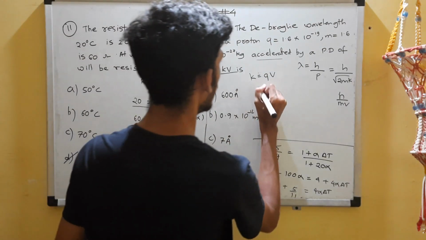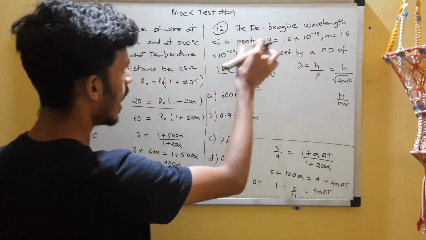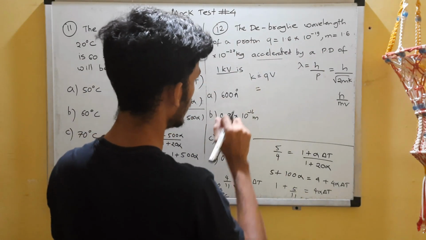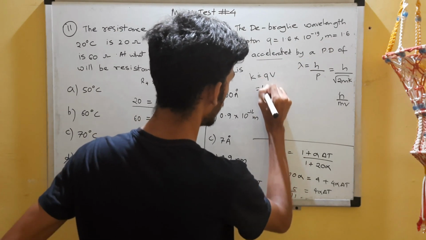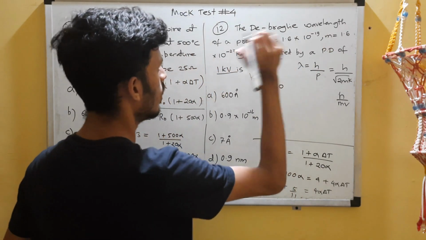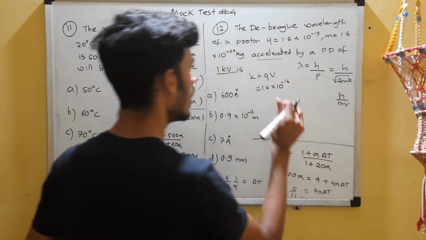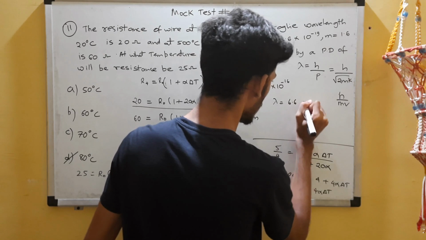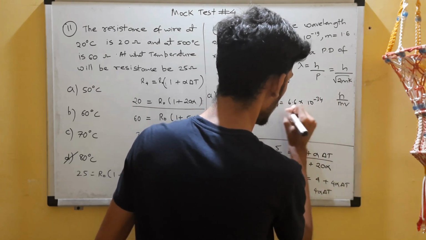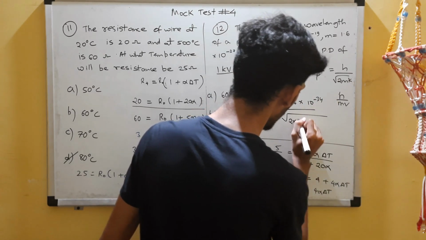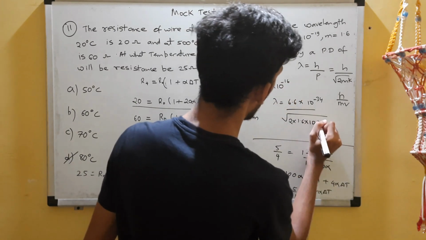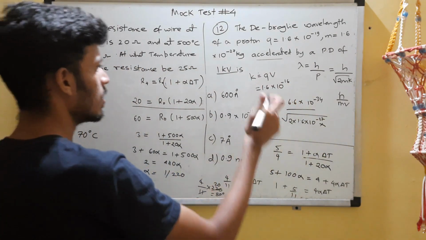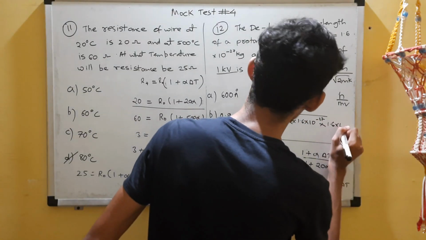When you multiply, your charge is this, and your accelerating potential is 1 kilovolt. So if you multiply that, it will be 1.6 into 10 to the power minus 3 from this, so minus 16. Now you'll have to substitute this over here. So substitute everything. h is 6.6 into 10 to the power minus 34. Under root 2m, m is 1.6 into 10 to the power minus 27, into kinetic energy, which is 1.6 into 10 to the power minus 16.